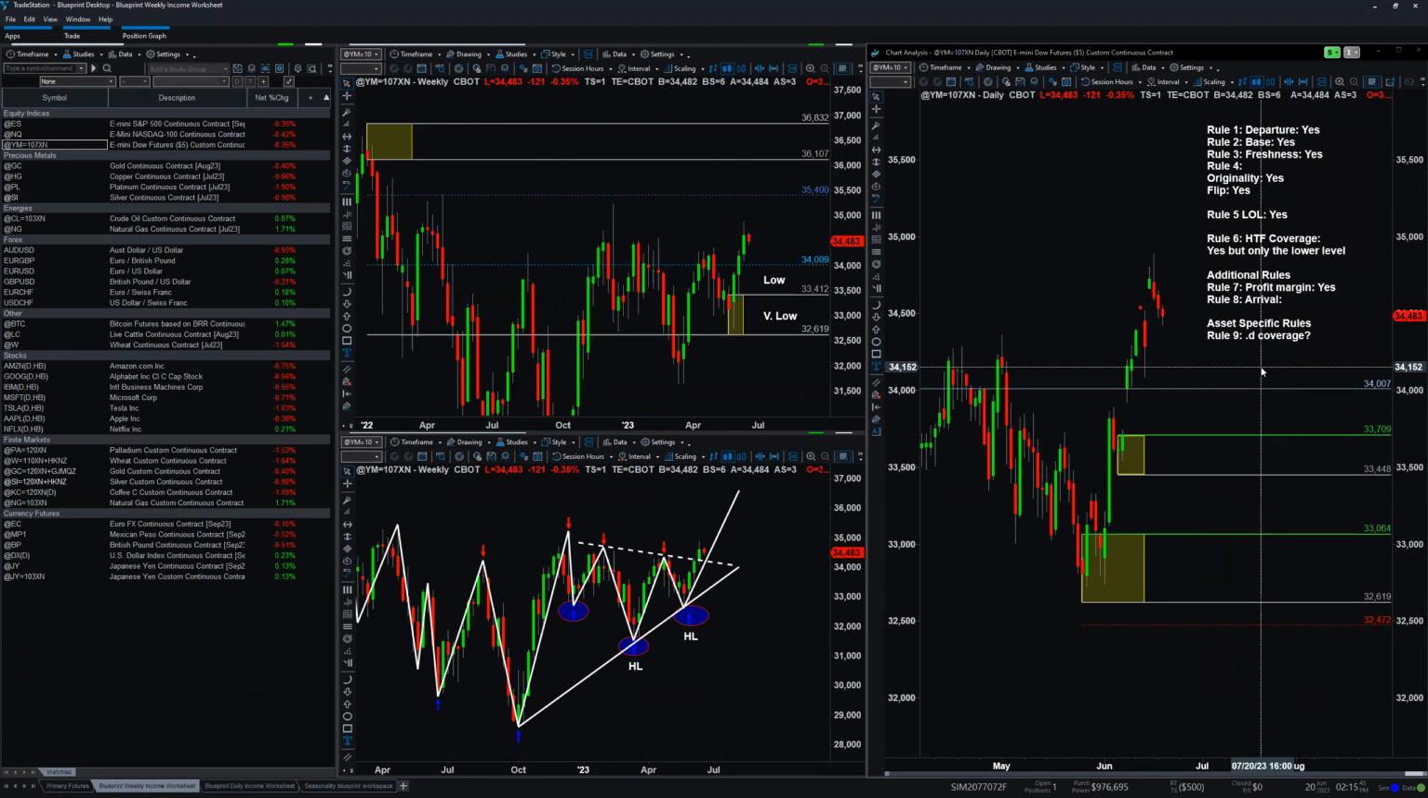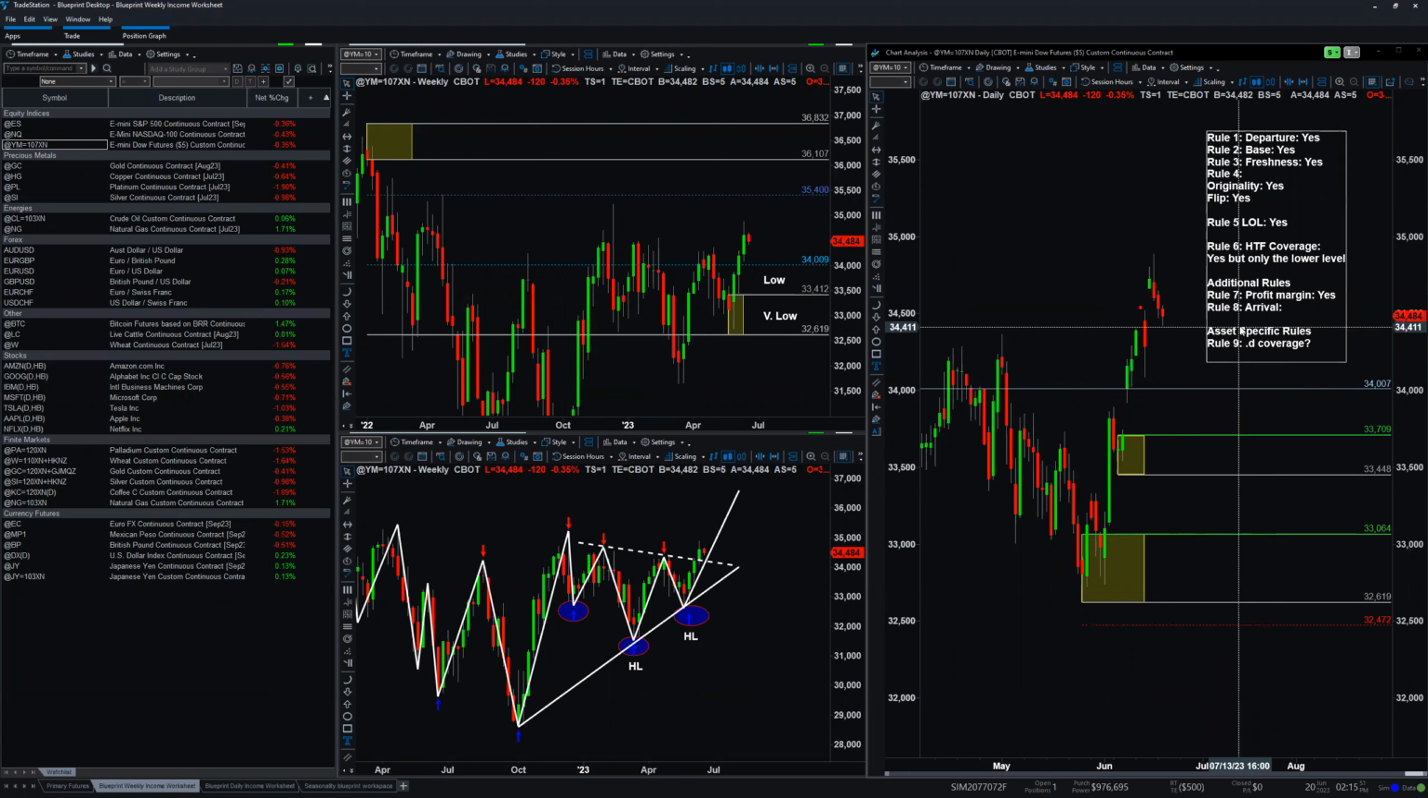So now what else is there going to be? Well, we have to check the fundamentals still if we want to buy, and we have to check the additional rule for our lower time frames on the equity indices, .D coverage. So this is how we're going to do it.